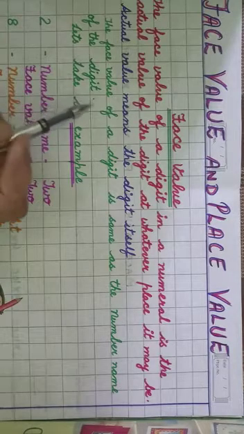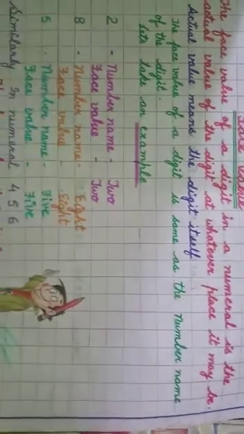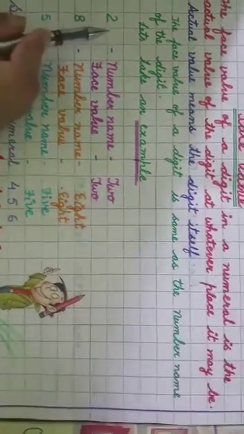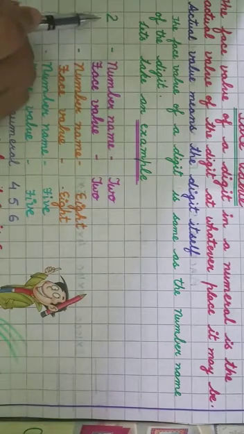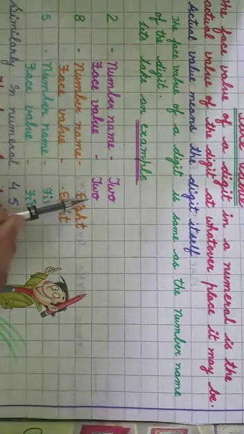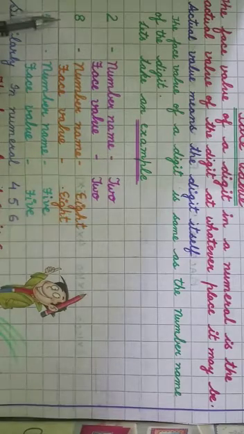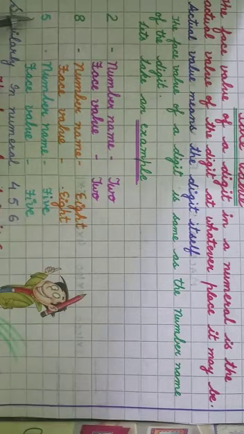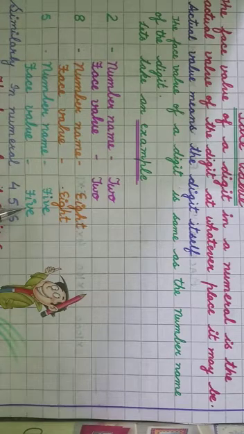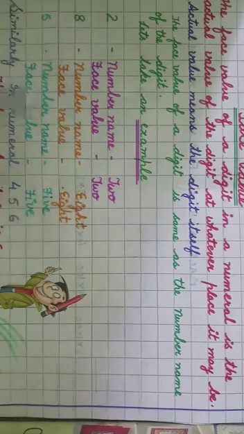Let's take one example. Suppose the first digit is 2. The number name for this digit is 2, so the face value will be 2. The second digit is 8. Face value will be 8. Now the third digit is read as 5, so the face value will be 5. Is it clear, beta? The face value of 2 is 2, 8 is 8, 5 is 5.